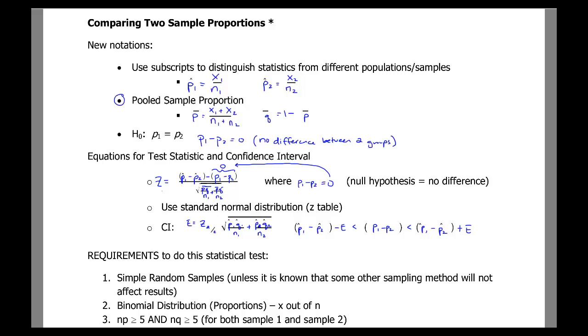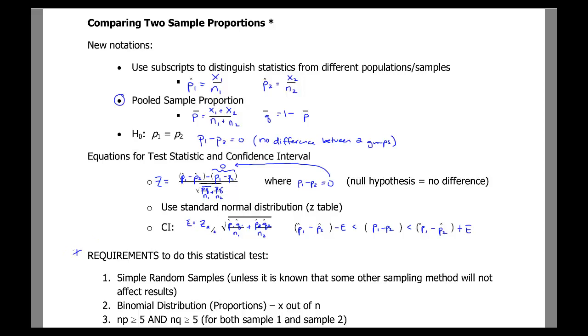We'll do one example using the equation and then see how to use the calculator to do the same thing. We're going to use z again, standard normal distribution. Here's the equation for the confidence interval. Again, it's a fairly complicated equation, lots of stuff in it, but our calculator does a two sample proportion z interval as well as the z-test.